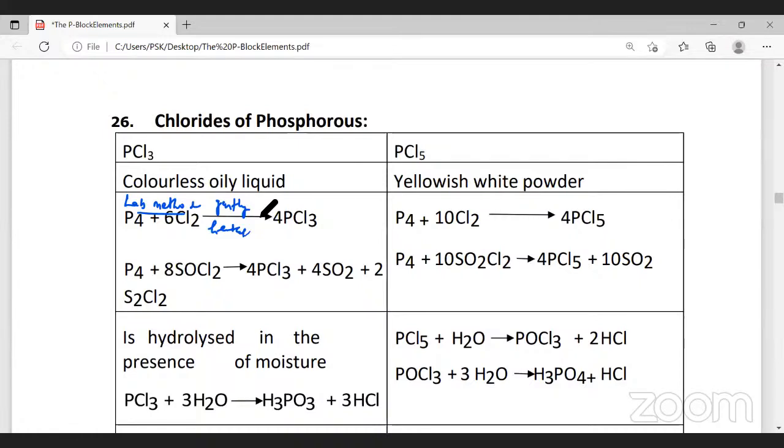The second method is that phosphorus trichloride can also be prepared from thionyl chloride. This is thionyl chloride, a sulfur compound.